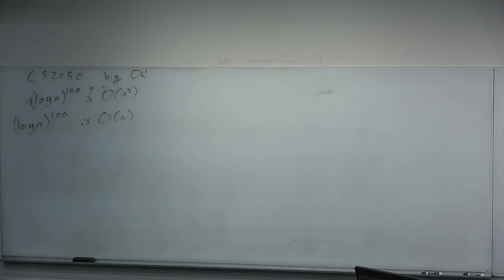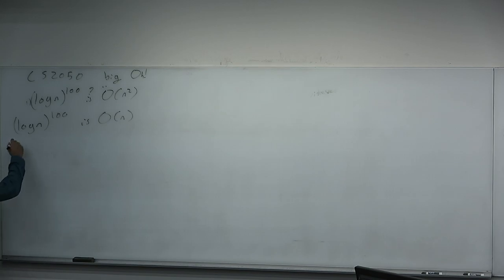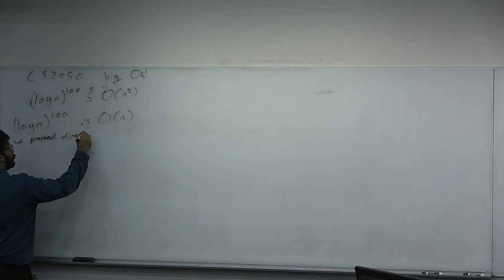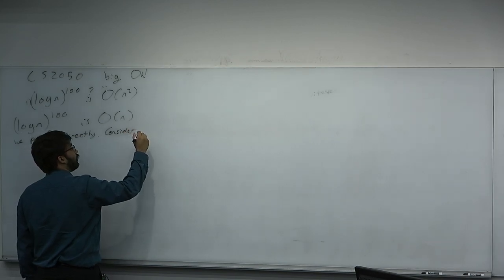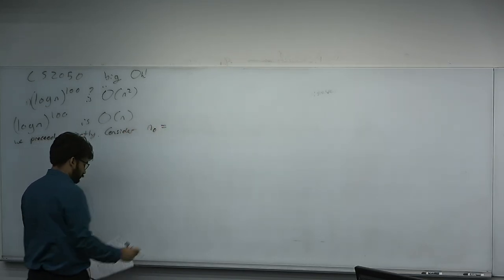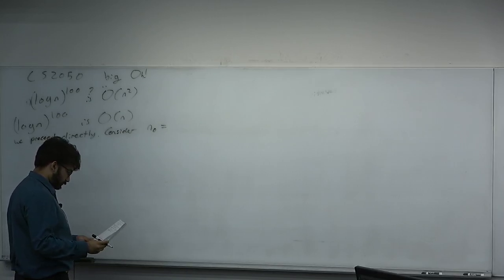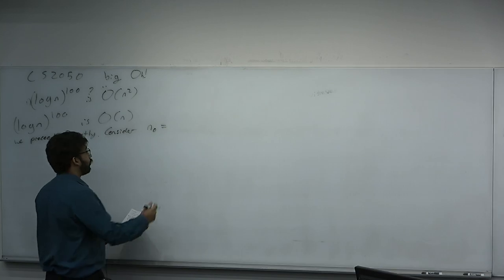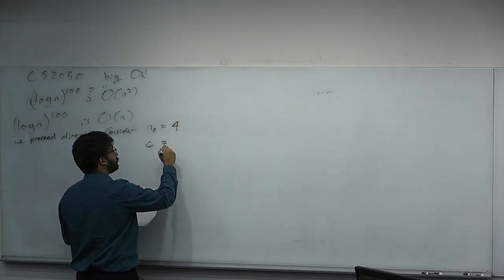We can prove that log of n to the 100 is O of n. We'll prove this by finding witnesses. We proceed directly. Consider n naught to be 4, and let's consider c to be, give me a value of c.